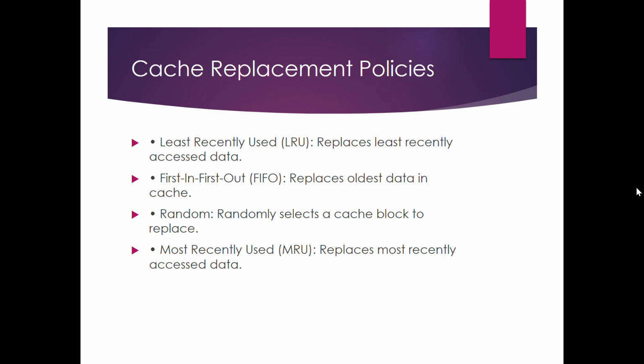Cache replacement policies. First, least recently used: replaces the least recently accessed data. Second, first in first out: replaces the oldest data in the cache. Third, random: randomly selects cache blocks to replace. Fourth, most recently used: replaces the most recently accessed data.